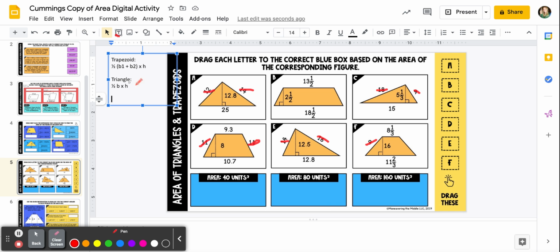Put them in your calculator and then you drag them. This one is A, so what was the area? Was it 40 units squared? Was it 80 units squared? Or was it 160 units squared? You drag it to which one it is.